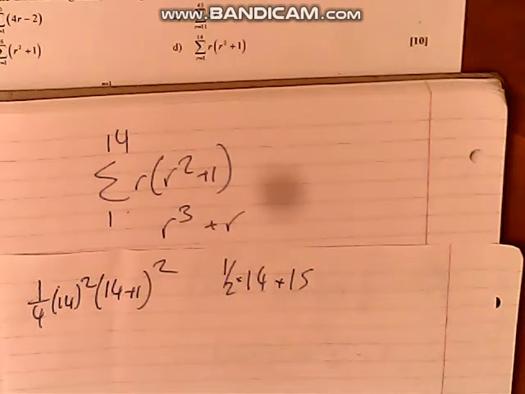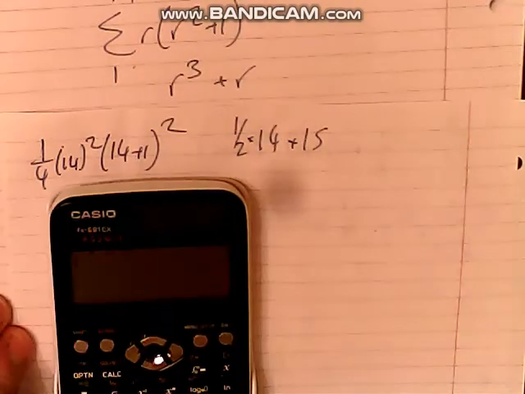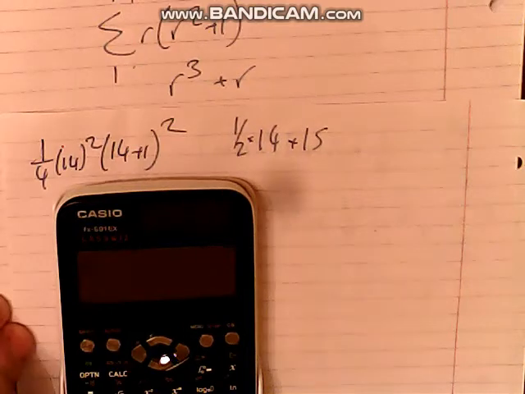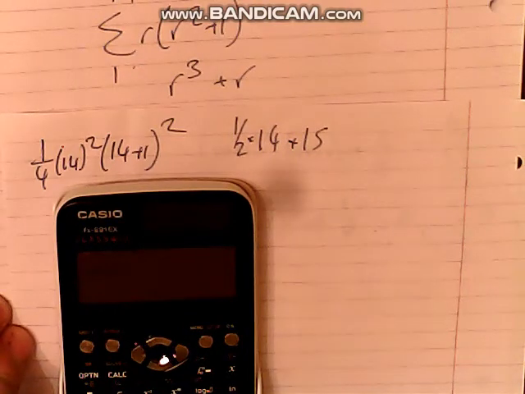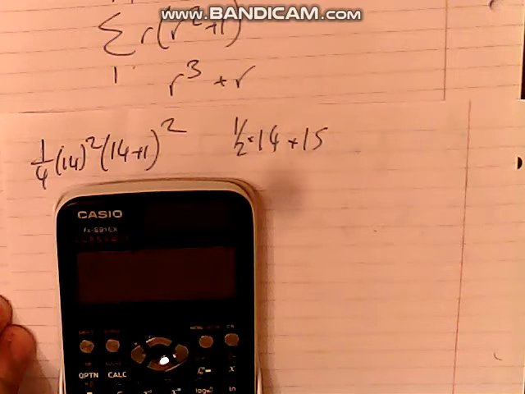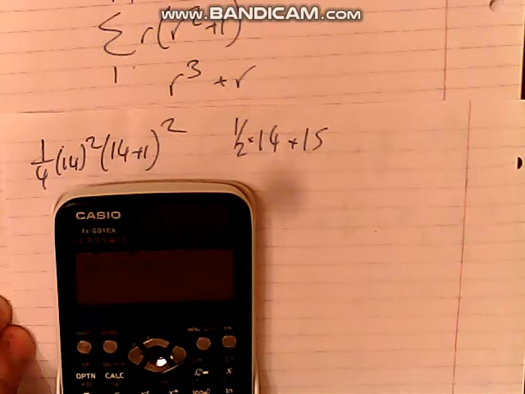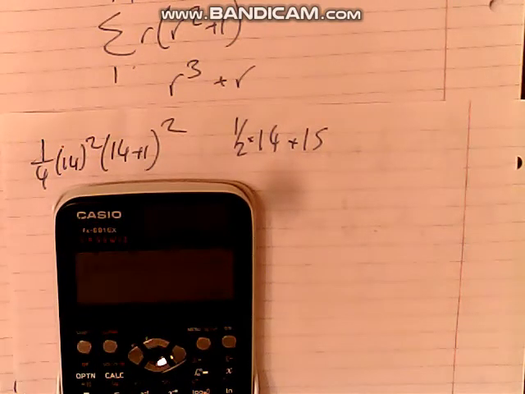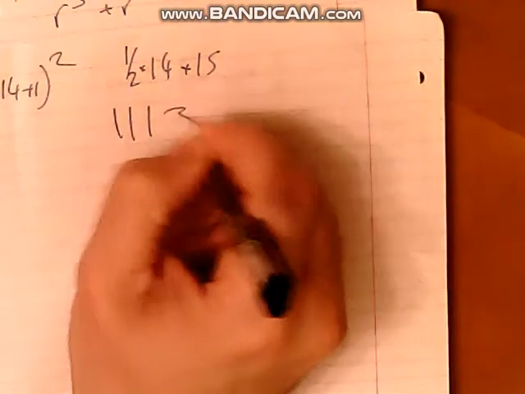I'll type all that into my calculator. So I've got a quarter times 14 squared times 14 plus 1 squared plus a half times 14 times 15. And the answer is 11130.